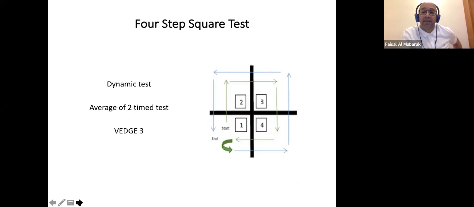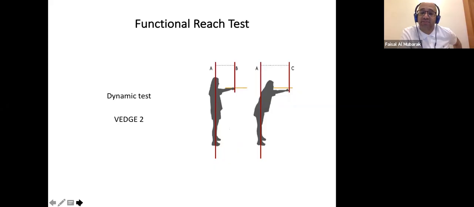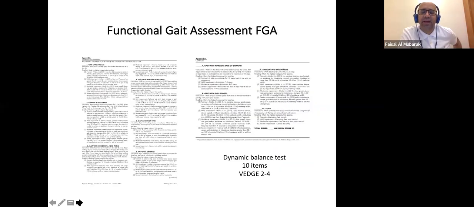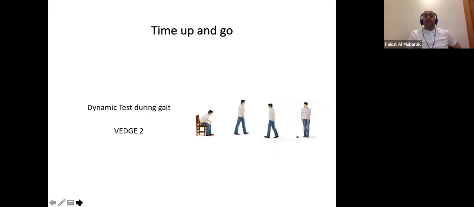Okay. The Four Step Square Test is a dynamic test, and they rank it 3, which is recommended. The Functional Reach Test is ranked as 2, which is reasonable to recommend at this time. The Modified Clinical Test for Sensory Interaction, which is what we call modified CTSIB, is a static balance test and is ranked as 2, which is reasonable to recommend at this time. The Functional Gait Assessment is one of my best assessments ever that I use, actually. It's ranked from 2 to 4. Timed Up and Go is ranked as 2.